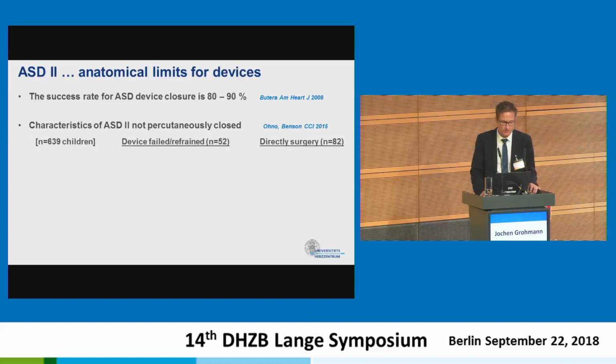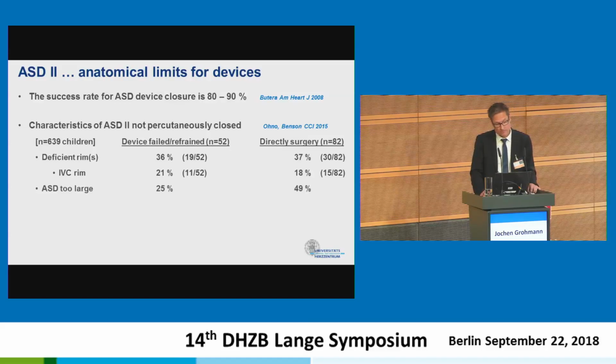I found a study from Toronto with 639 children concerning this topic, and 52 out of this series were patients where the device closure failed or was refrained, and 82% of them were directly sent to surgery. The most often difficulty was the deficient rim, especially the inferior rim, or too large defects, multiple ASD much less, and some other reasons.